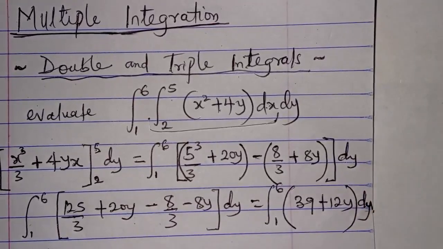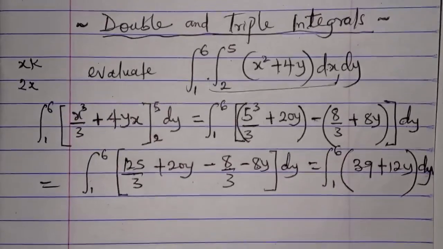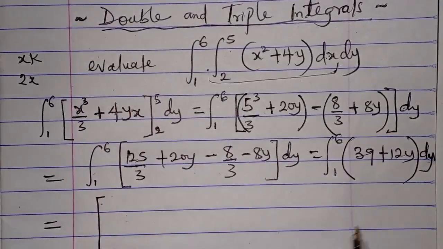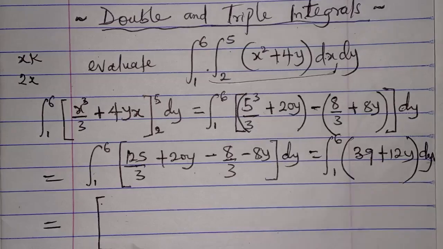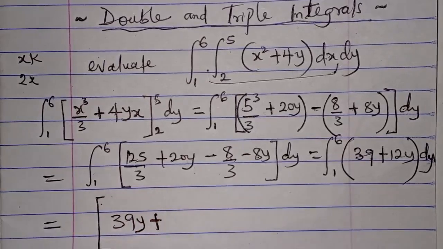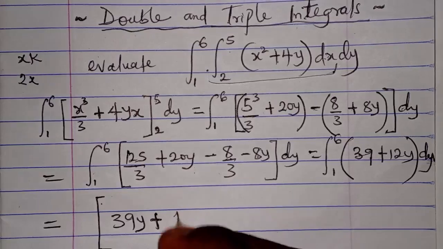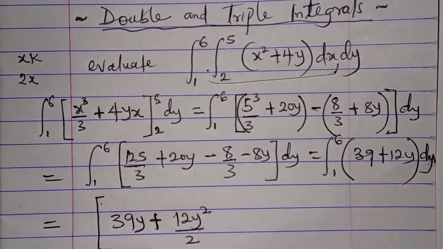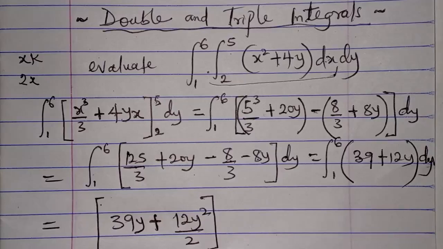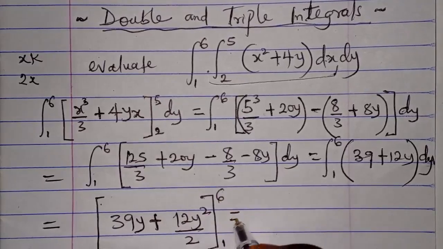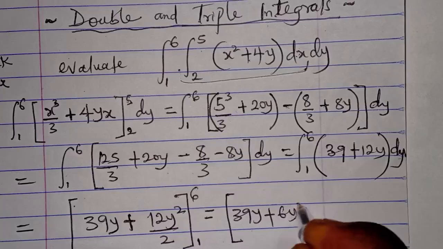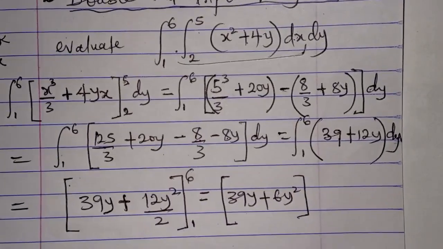So we now integrate this with respect to y. We have the integral from 1 to 6. Integrate 39 with respect to y, that's 39y, plus integrate 12y with respect to y, that will be 12y squared all over 2. We add 1 to the power and divide by that sum, 2. Okay, this is actually 39y plus 6y squared, because 12 over 2 is 6.